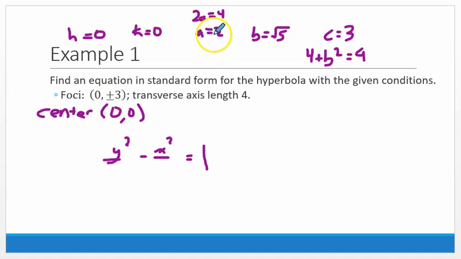My a value we said was 2. If you square that, that's going to equal 4, because remember what we actually need is a squared. Same thing with this. We actually didn't even really need to identify that b is the square root of 5. What mattered to us was what b squared equals. So right when I subtracted 4 and said that b squared equals 5, we actually could have stopped there, because that's what goes underneath the x variable. So here we have our standard form for the hyperbola with those conditions.